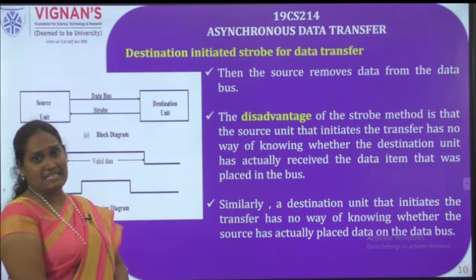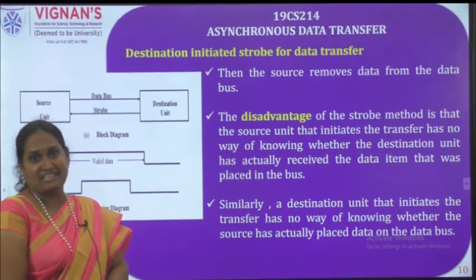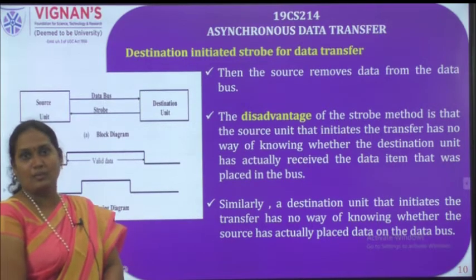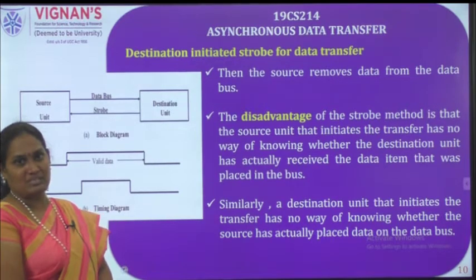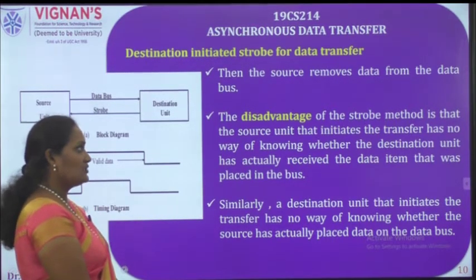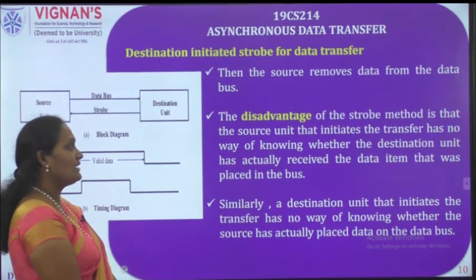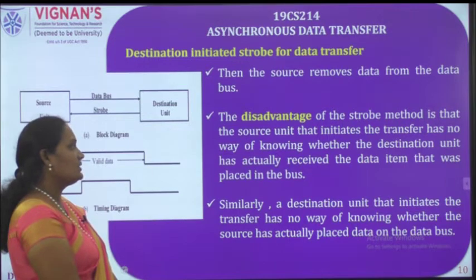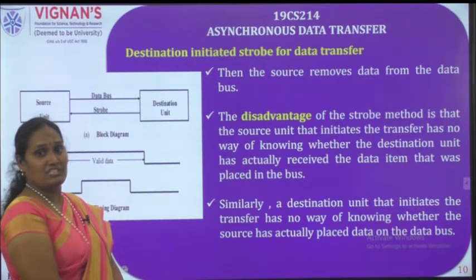What is the main disadvantage or drawback that is present in strobe transfer? Why are we going for the handshaking method? Since there is a small drawback in the strobe method, for avoiding the drawback, we are going for the handshaking method. Now, what is the disadvantage that is present in the strobe method? The disadvantage of the strobe method is that the source unit that initiates the transfer has no way of knowing whether the destination unit has actually received the data item or not. So, the source unit does not get any information from the destination that I received the data.